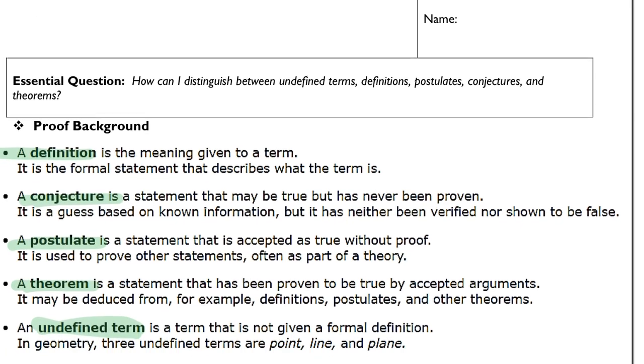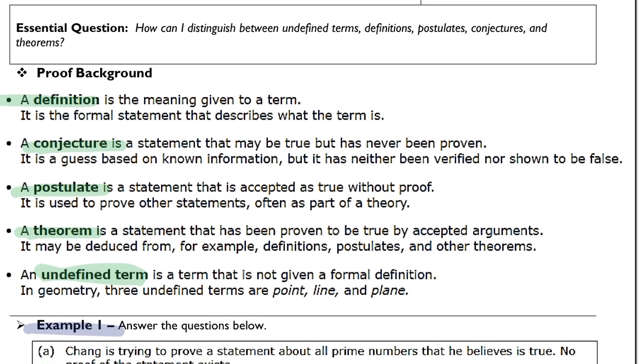I'm going to move this up. Right here are 5 things, and we've already talked about a few of them. A definition is something that you should already know, but it's a meaning given to a term. It is the formal statement that describes what the term is. That's what we're going to highlight as our key idea here.